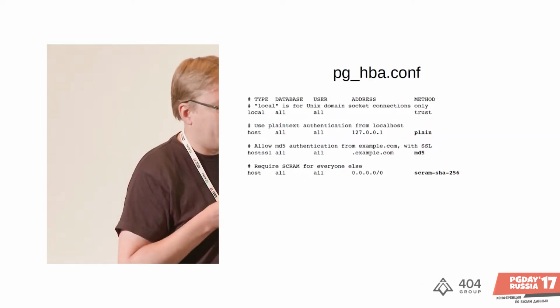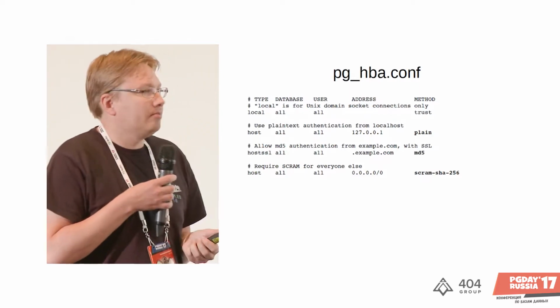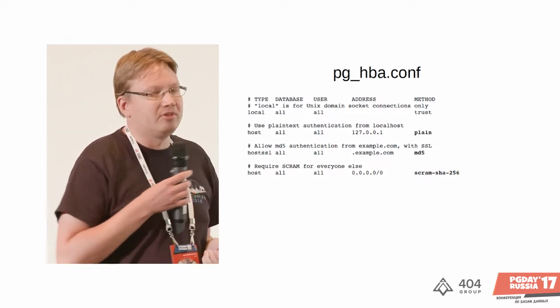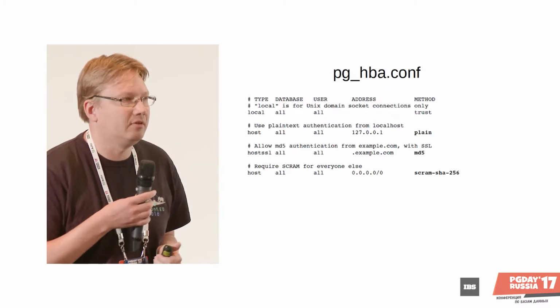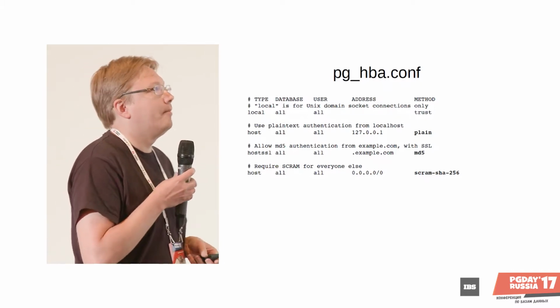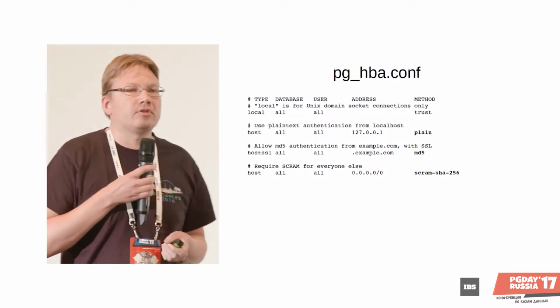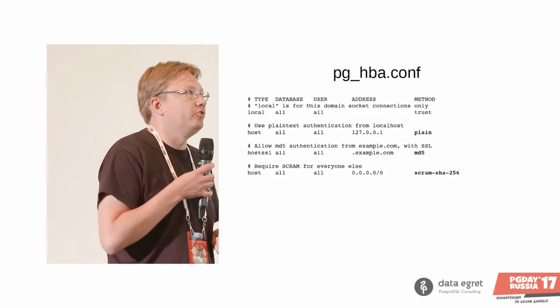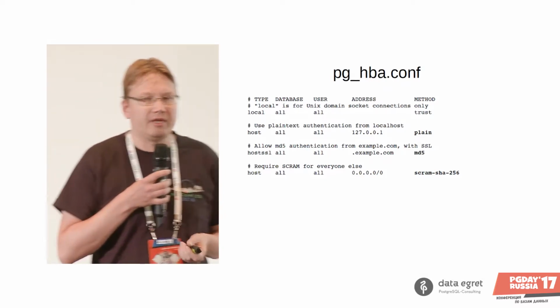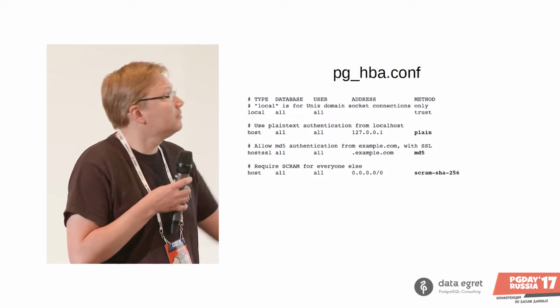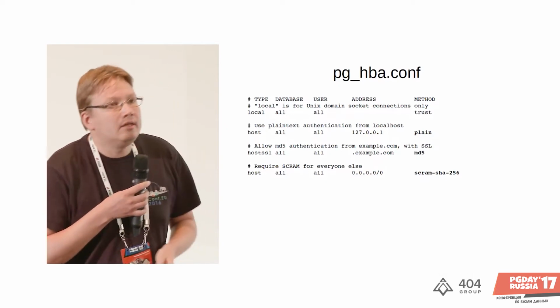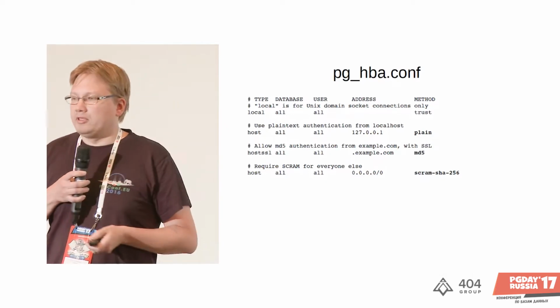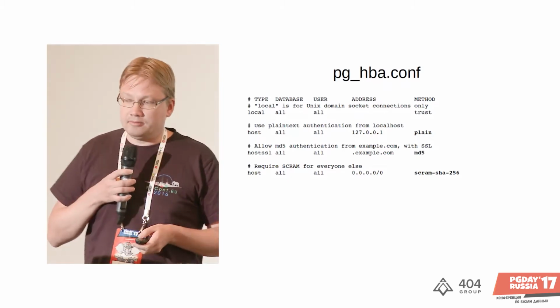So what is this all about? Authentication has to do with the stuff that you put in your pg_hba.conf. In previous versions, what you would typically put there if you wanted to do password authentication is this MD5 thing. SCRAM is now a new alternative to that.